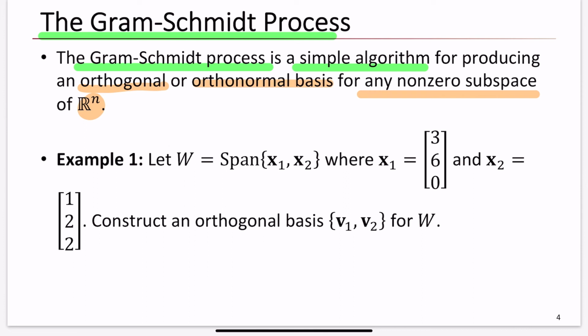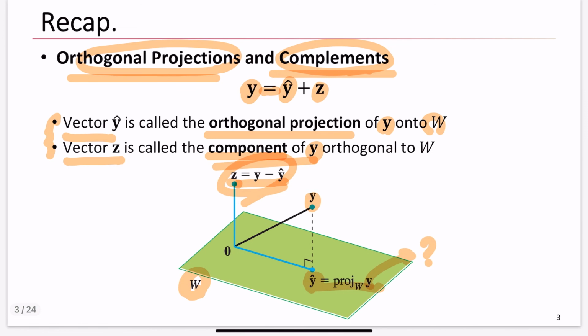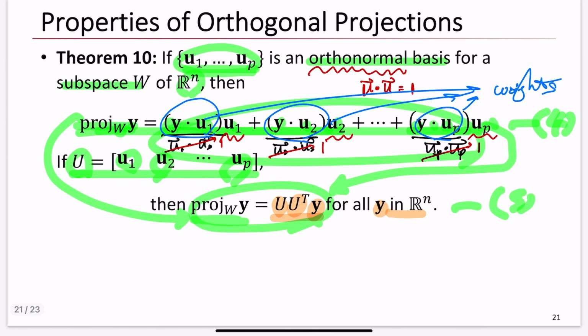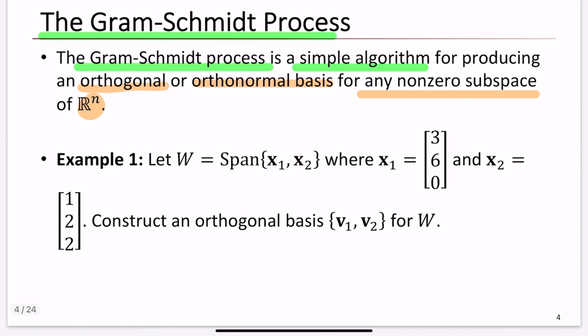Right. So in other words, last chapter here, we just assume that if we know the orthogonal basis for the subspace W, then you can represent any projection of the vector y onto W space by using this formula, right? Then the question is how to find the orthogonal basis for an arbitrary subspace W. That's the topic of the Gram-Schmidt process.